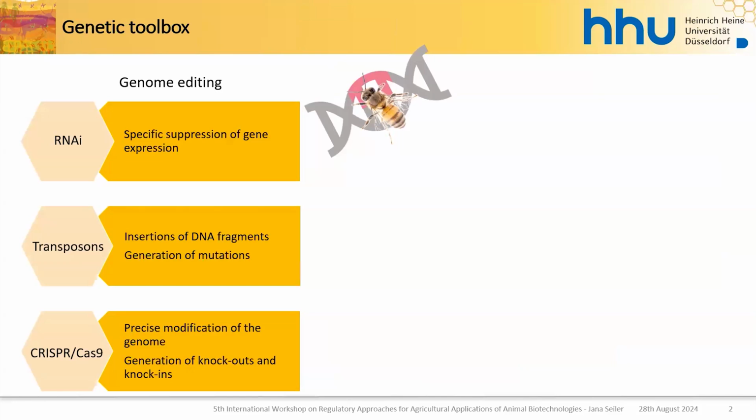Firstly, the injection of RNA interference, or RNAi for short. Here, the already transcribed RNA of the gene is destroyed by binding, preventing the translation into a protein. Additionally, there is the use of transposons. This protein can be used to introduce DNA fragments into the genome in an undirected manner. And finally, there's the CRISPR-Cas9 system. In other words, the possibility of targeted modifications in the genome and either switching off a gene or specifically introducing DNA fragments.